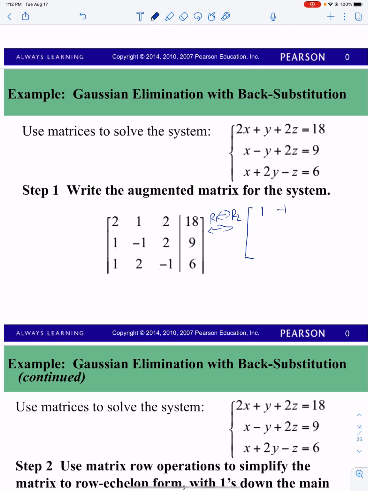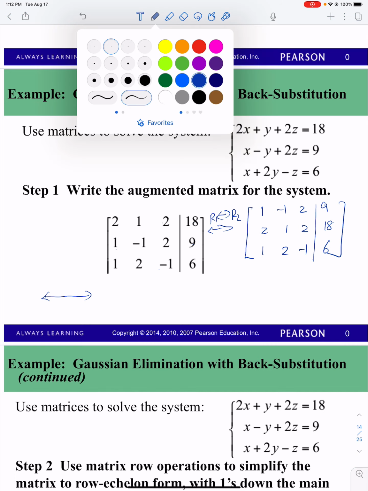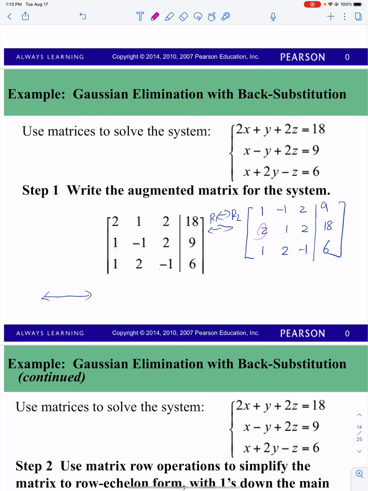1, negative 1, 2, 9; 2, 1, 2, 18; 1, 2, negative 1, 6. So then what should we do to make a 0 here and a 0 here?